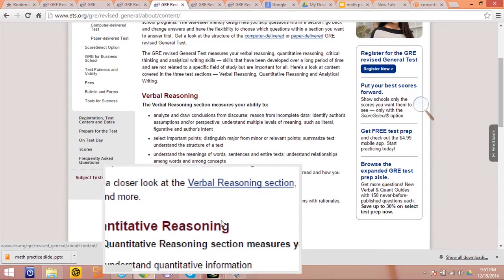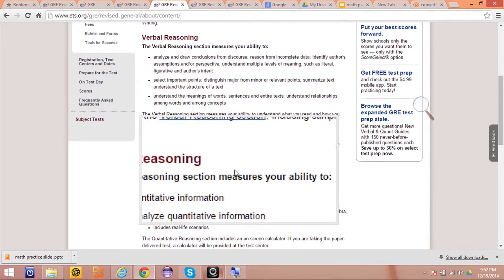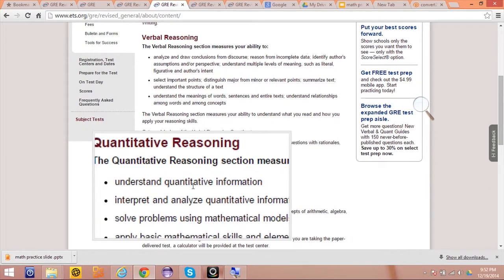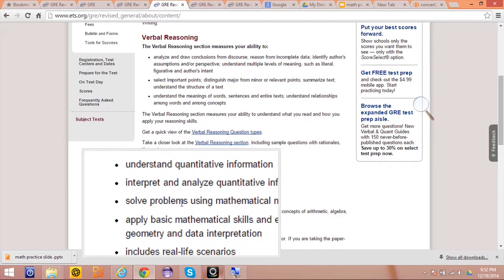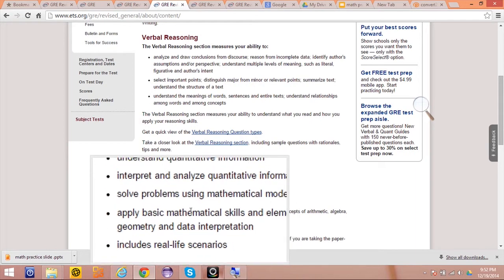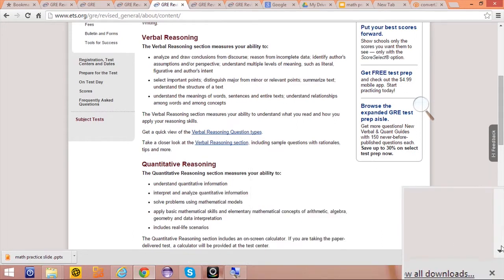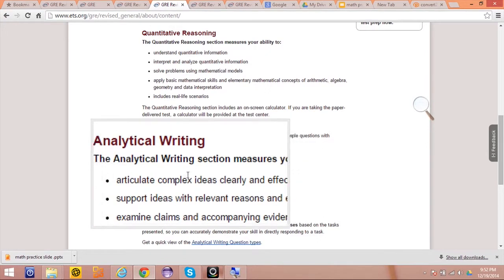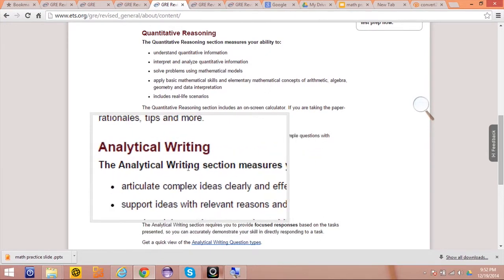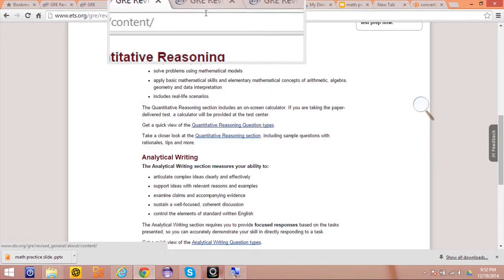And now quantitative reasoning. What is it? This is about math. Okay, this is about mathematics. So they want your understanding of quantitative information, to interpret and analyze quantitative information, solve problems, and apply basic mathematical skills. Okay, it's about mathematics. And analytical writing is about articulating complex ideas clearly, your ability to make an argument. That's all it's about.